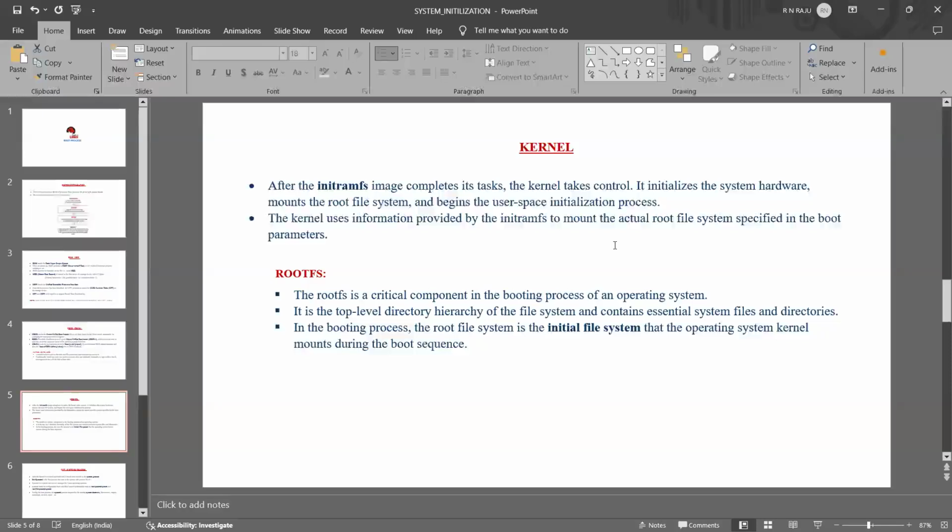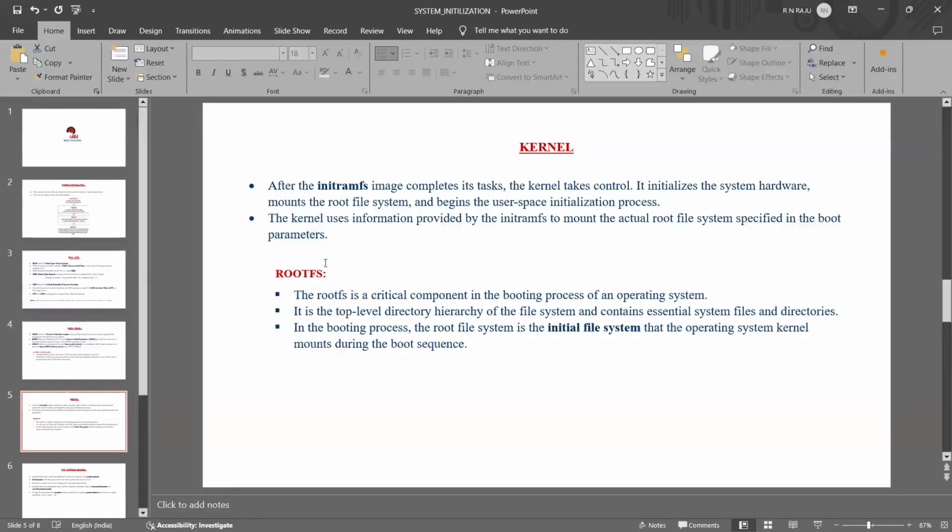Please write proper values in the /etc/fstab file. If entries in the /etc/fstab file are wrong, then the OS will be stopped here. In this stage, it will load kernel modules, drivers, root file systems, and a lot of things.